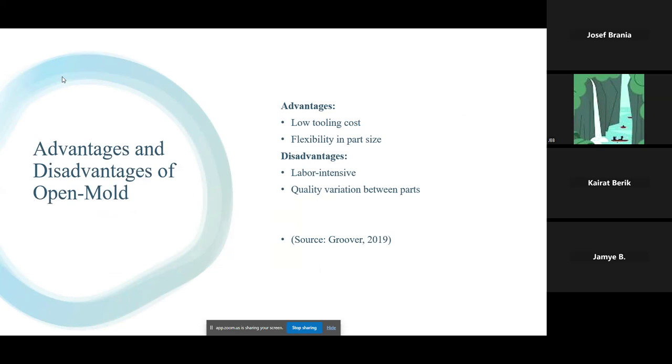So for advantages and disadvantages of open molds: low tooling cost and flexibility in part size. However, the disadvantage is it's quite labor intensive, as well as the quality being variable between parts.